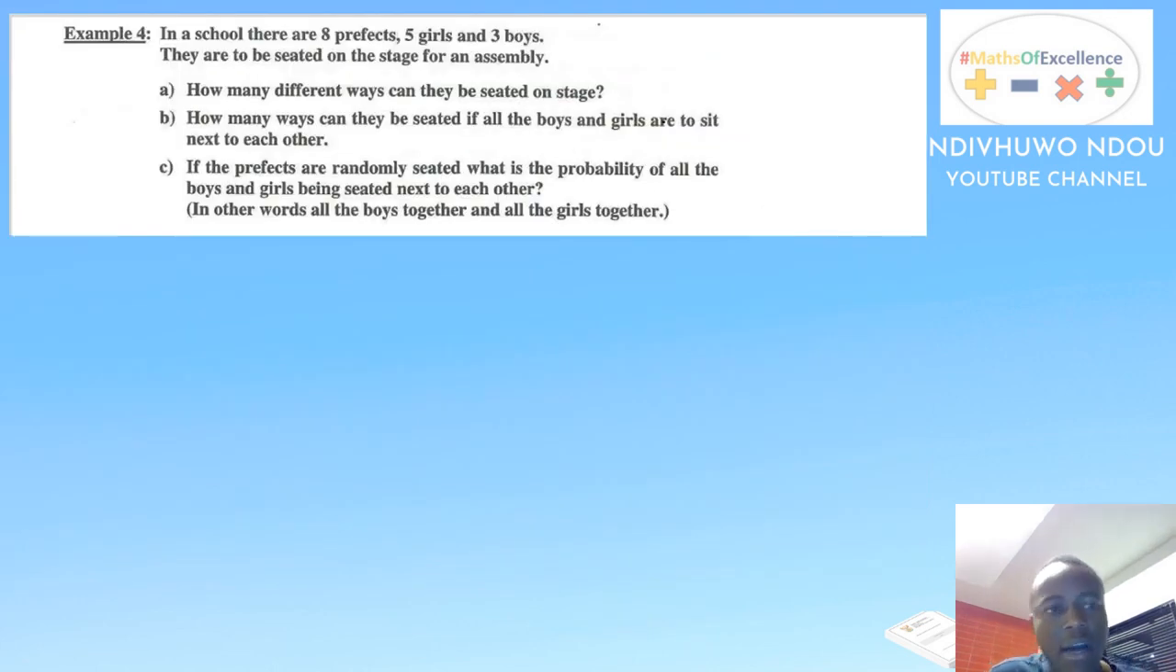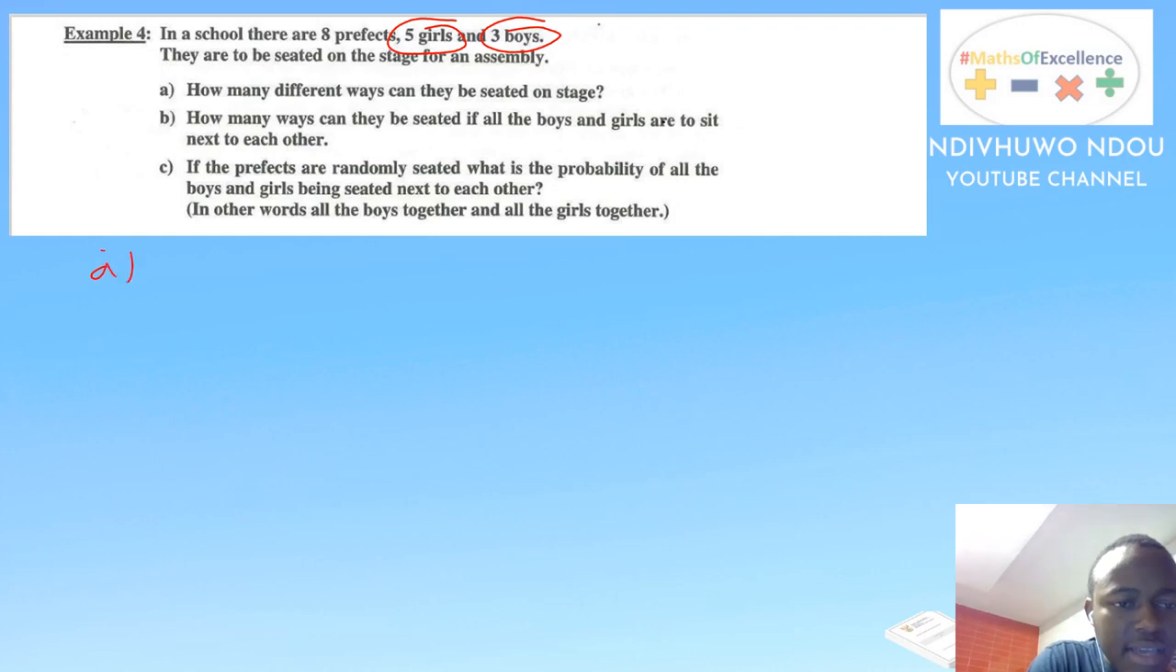Okay, let us now go to example 4. We're still on Kevin Smith's study guide. So it says, in a school there are 8 prefects. We have 5 girls, and we also have 3 boys, right? So they are to be seated on a stage for an assembly. How many different ways can they be seated? How many different ways can they be seated on stage? Yeah, that's the first question. So let us answer it, A.